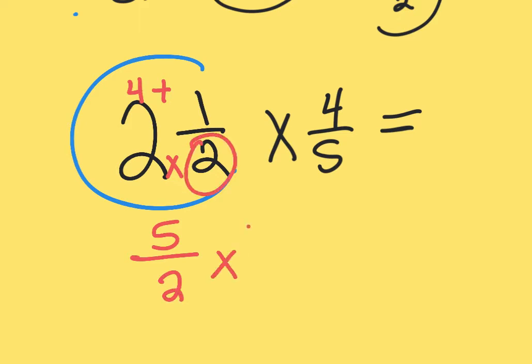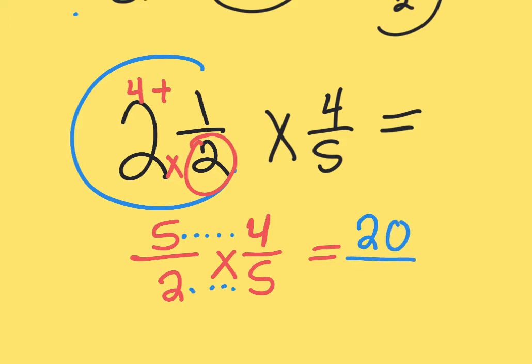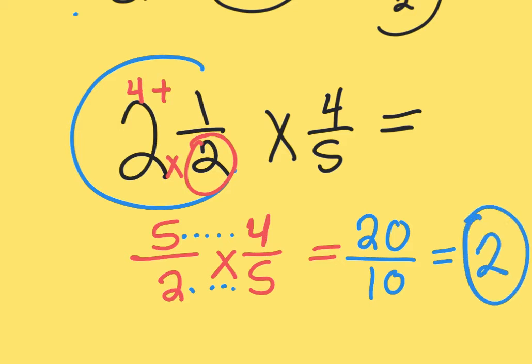Then I times it by the fraction I had. I multiply straight across. 5 times 4 is 20. 2 times 5 is 10. I notice very quickly that 20 over 10 is an improper fraction, and I don't even need to set that up to divide because I know 10 will go into 20 2 times. So my answer is 2.